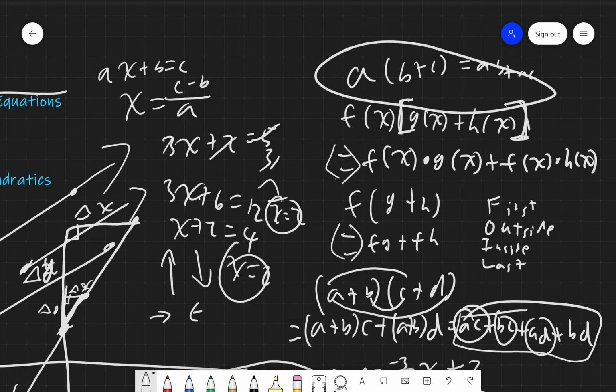Then you do the last, which is B and D. Cool. I'm not really changing the color much. I need to do that more often. So yeah, that's that. There's also a thing called Simon's favorite factoring trick from AoPS. It's really just FOIL backwards. Alright. So there. Cool.